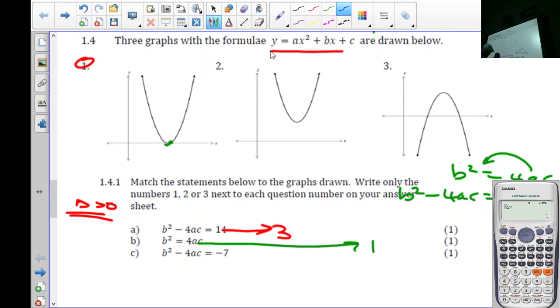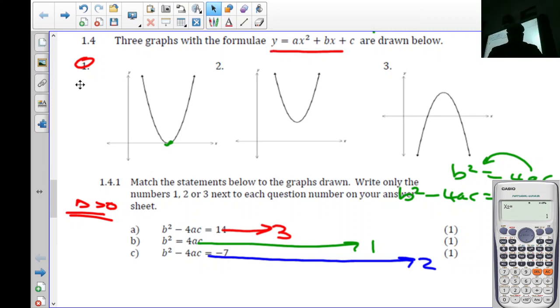And then the last one, c, you got b squared minus 4ac, delta is negative. When is delta negative? When roots are non-real, which makes this 2. One mark on each there.